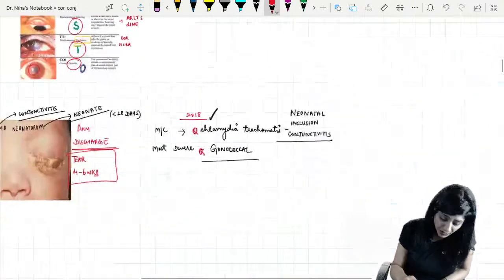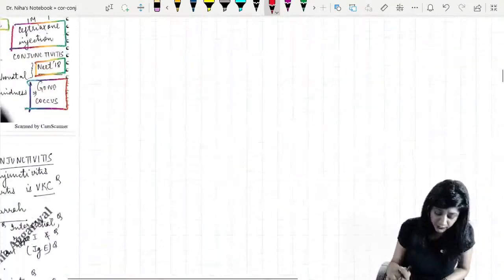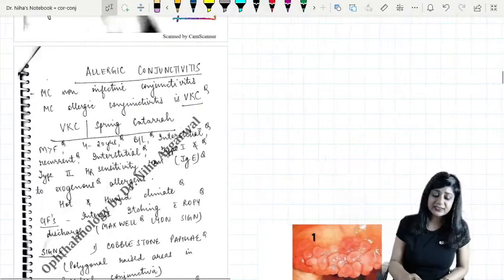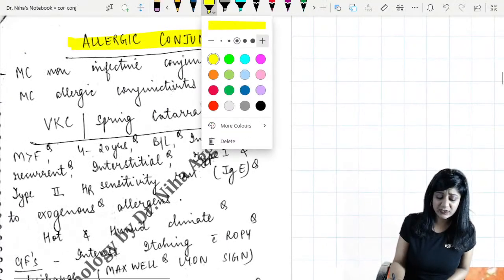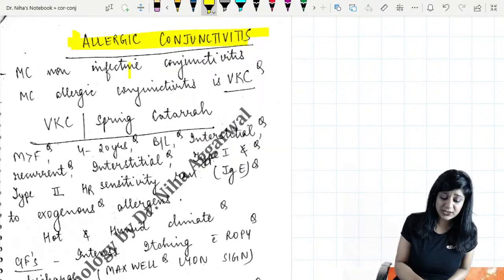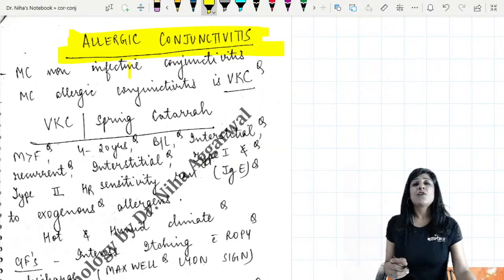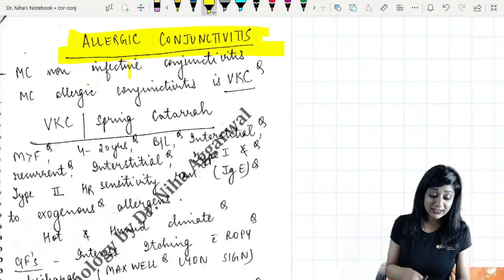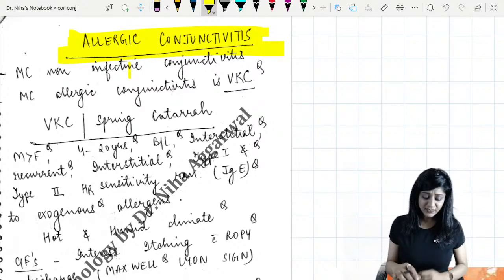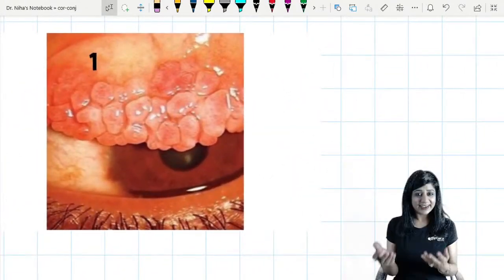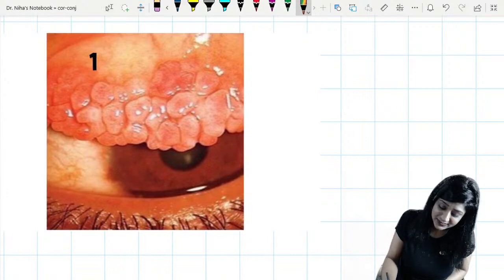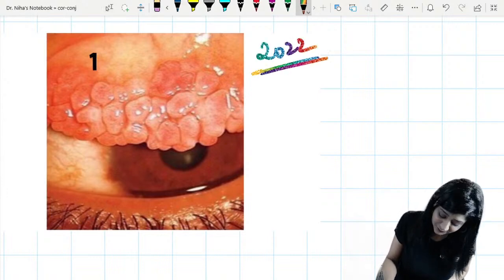Okay? Alright. Now moving forward, the iconic one for your exam is the allergic conjunctivitis. I think no FMG examination is complete without certain things. Okay, so clear, good. So I think this picture is mandatory and you are going to get this picture in 2022 also.